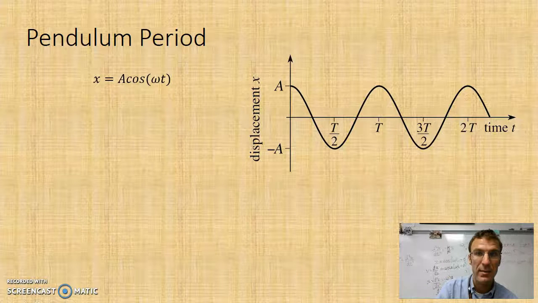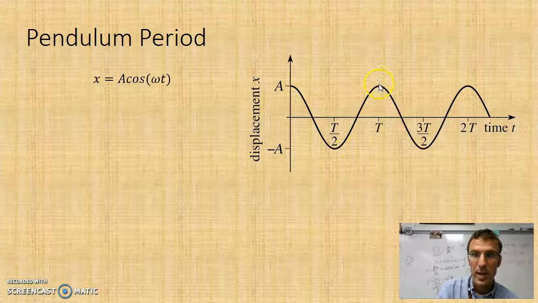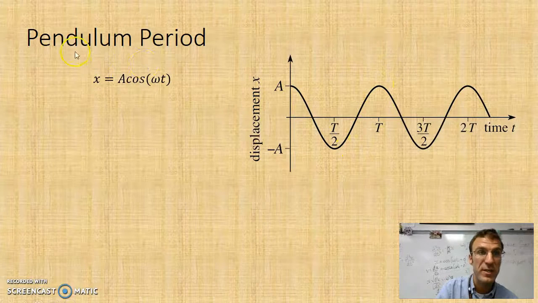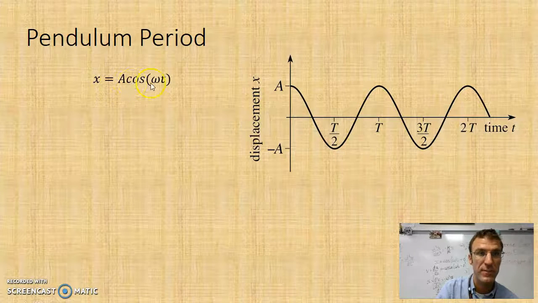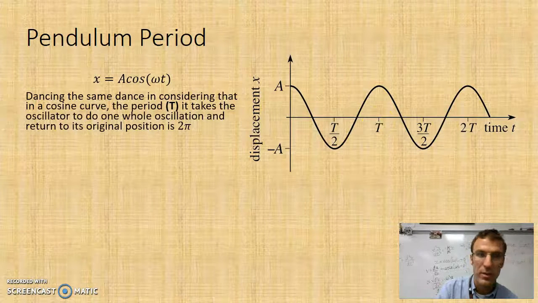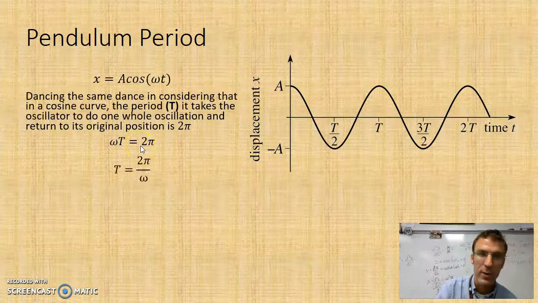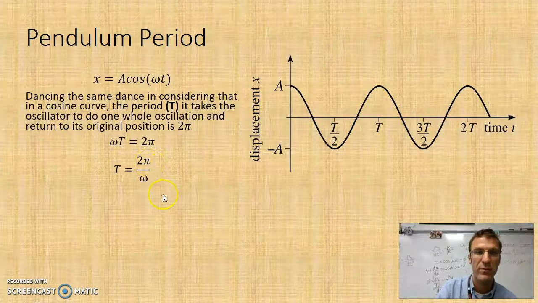We're going to start the same place, where we're looking at the position as a function of time graph, which is a cosine function. X equals the amplitude times cosine omega t. And again, we know that the phase where it gets to one full period is 2 pi. So we're going to dance the same dance. We're going to say omega times the period equals 2 pi, which means the period equals 2 pi over omega.